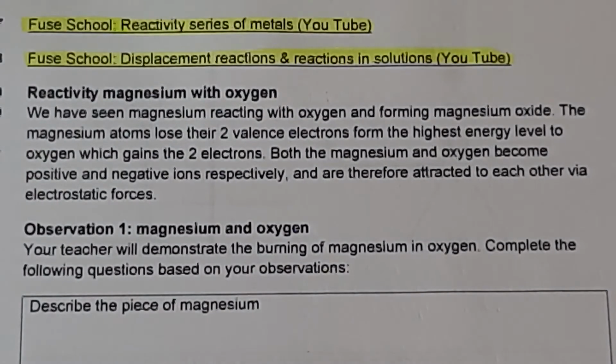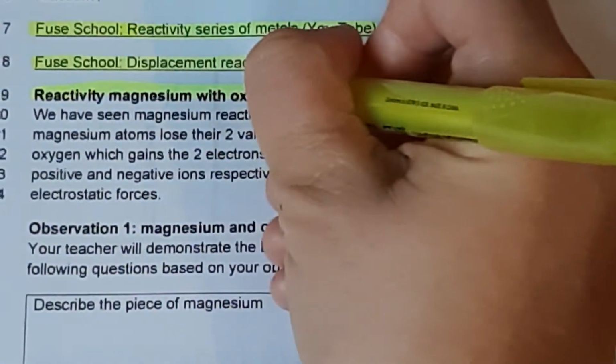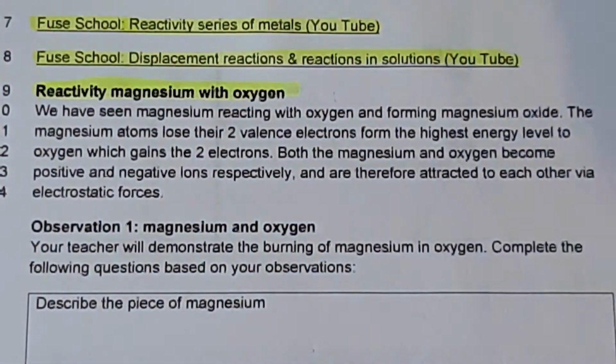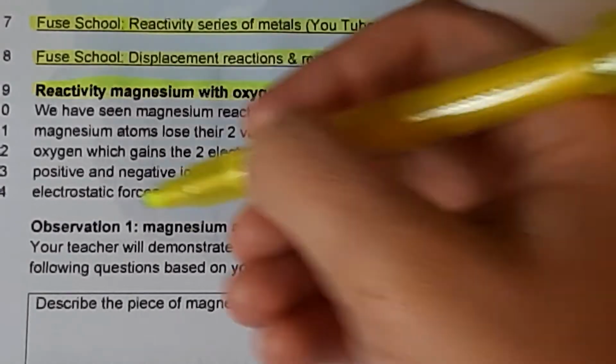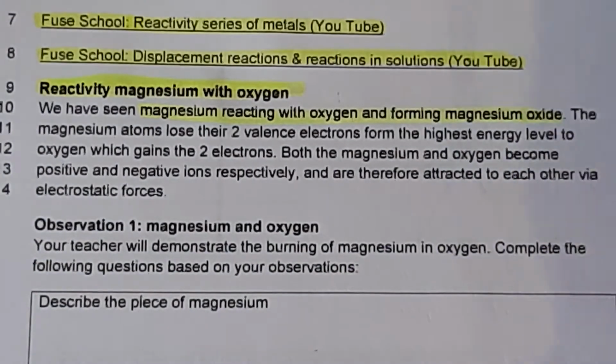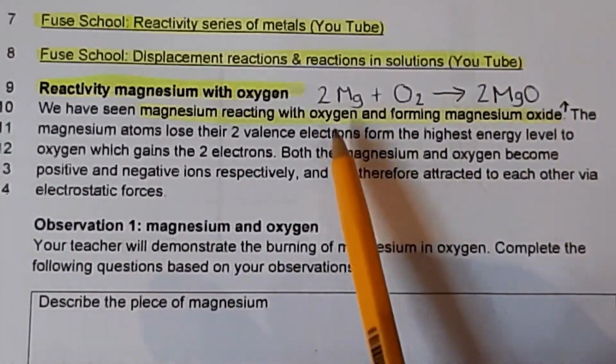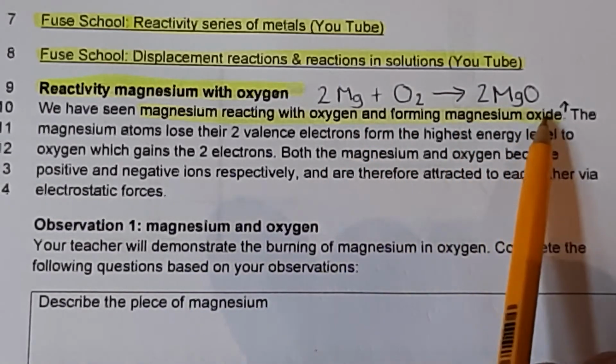So hopefully after watching the videos you have a much better understanding about reactivity series, displacement reactions and the reactions of various metals. So we're looking now at the reactivity of magnesium with oxygen. So we've seen magnesium reacting with oxygen and forming magnesium oxide. Okay, so magnesium reacts with oxygen to form magnesium oxide. And here is the equation for that. So magnesium plus oxygen turns into magnesium oxide.